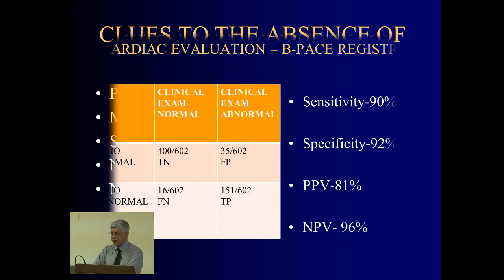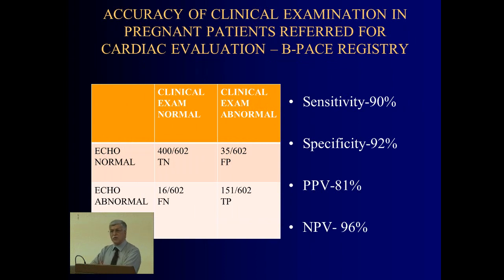then applying those criteria in a sensitivity analysis where echocardiography is the gold standard for diagnosing cardiac disease, there are several factors that become evident. Firstly, as you can see in the top left-hand corner, the vast majority of women, 400 out of 602, in fact had a normal clinical exam and had a normal echocardiogram. So the majority of women that present to you with these symptoms will more than likely not have any significant underlying abnormality. In terms of the false positives and false negatives, and the appropriate statistical calculations, you can see that both the sensitivity and the specificity of these clinical criteria are extremely good, in excess of 90%, and that the negative predictive value is 96%.